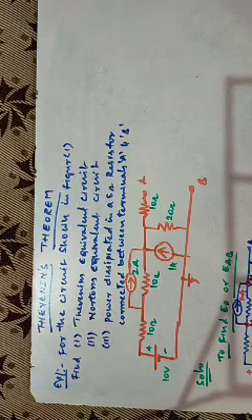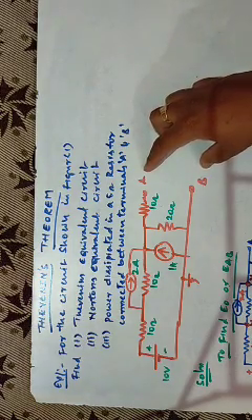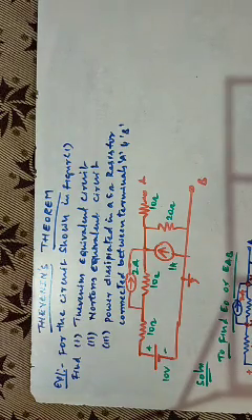Find the Thevenin equivalent circuit, Norton's equivalent circuit, and the power dissipated in a 5 ohm resistor connected between terminals A and B. This is the terminals A and B. For a given circuit, you have to find the simplified Thevenin circuit, and Norton's equivalent circuit, and you have to find the power dissipated in the 5 ohm resistor in the circuit.